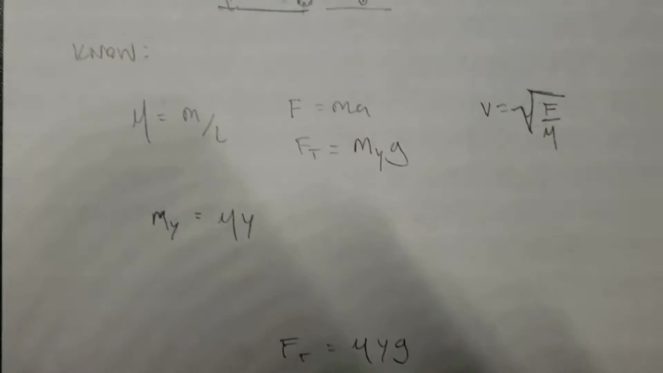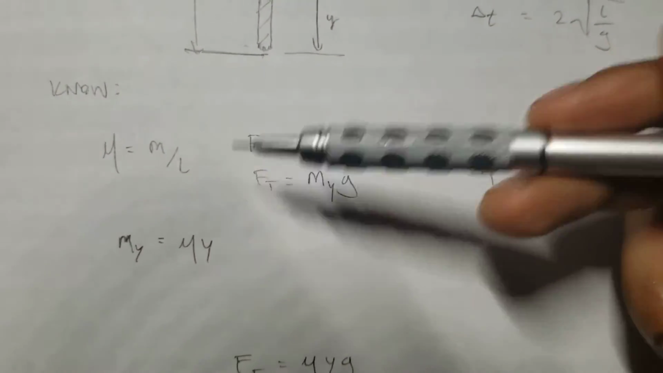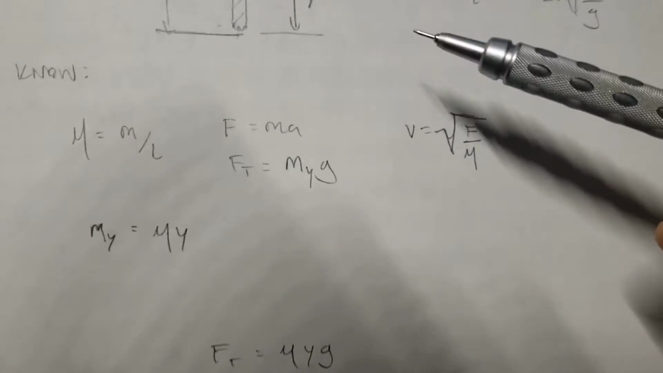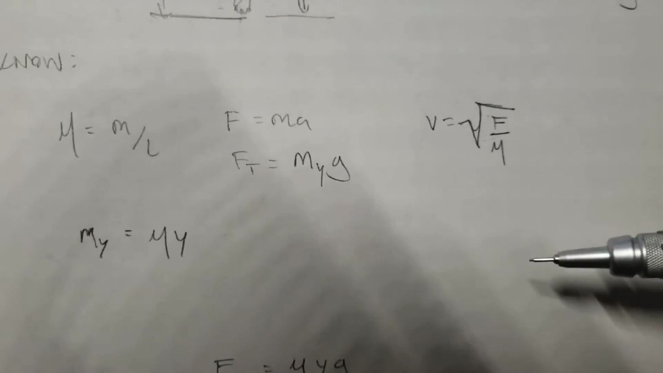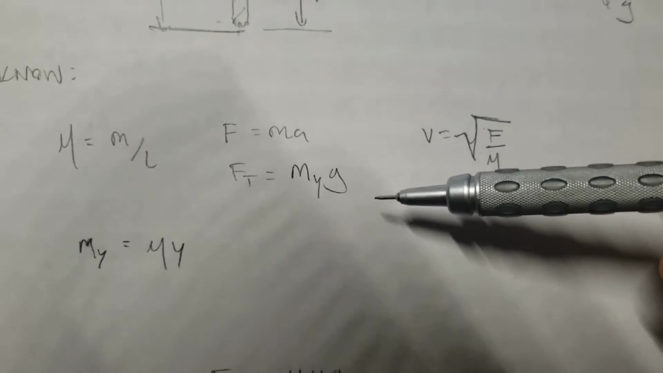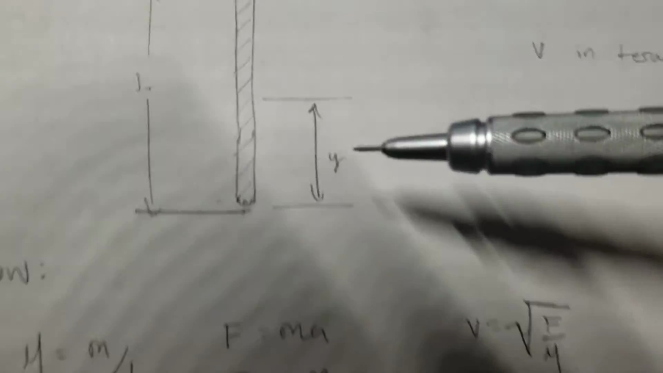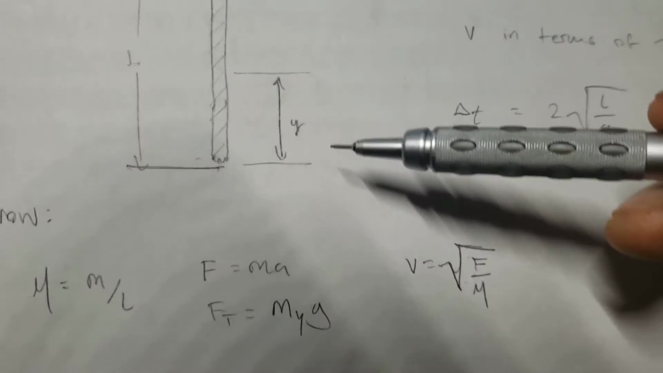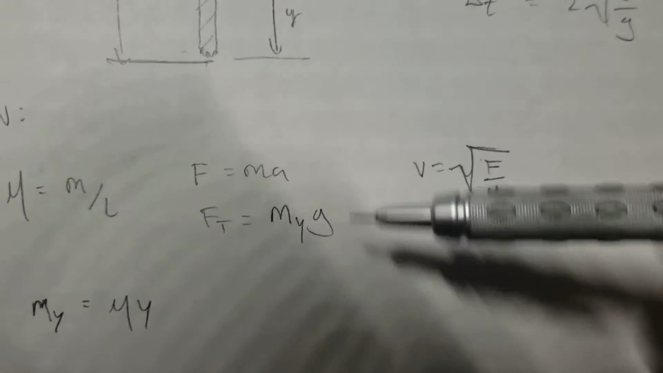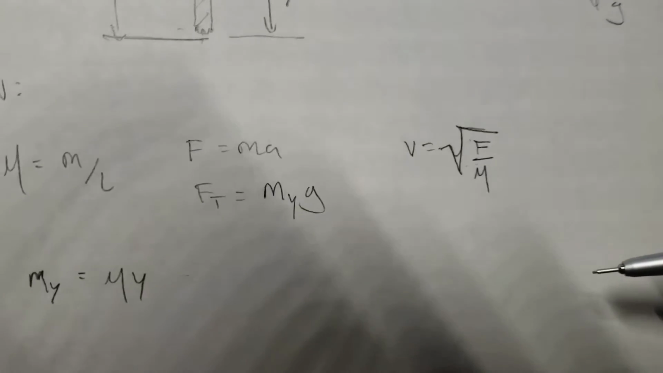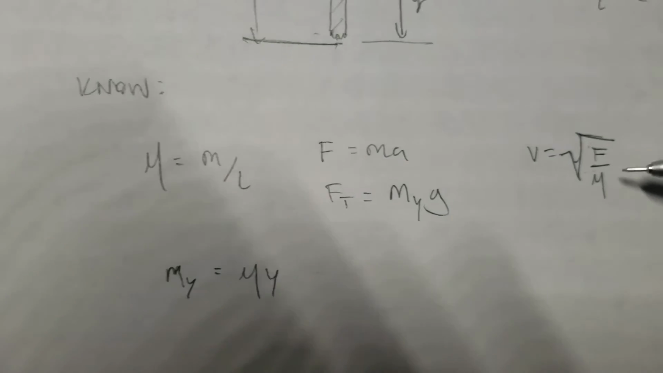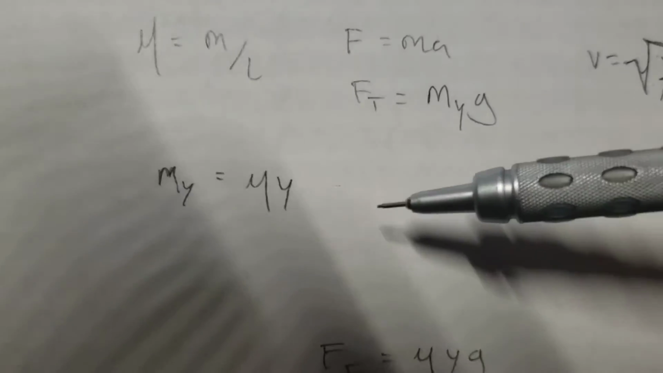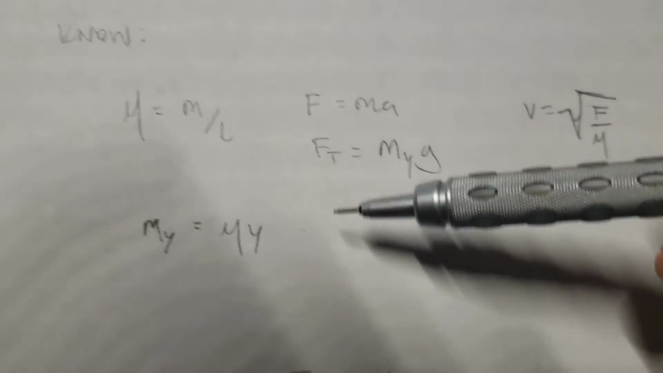So let's do that. We know that the mass per unit length of the rope, mu, is going to be the mass of the whole rope divided by length. We know force is equal to mass times acceleration, and getting more specific, the force of tension on the hanging rope is equal to the mass of just this segment, because we're only looking at the force on the segment, times gravity, which is the acceleration. We know velocity is equal to the square root of force over the mass per unit length. And we also know the mass of segment y is equal to the mass per unit length times that distance y.